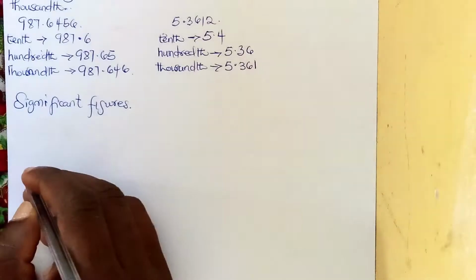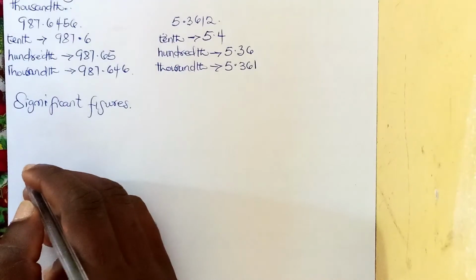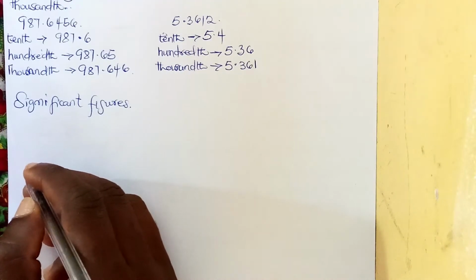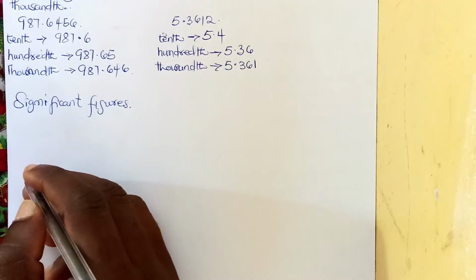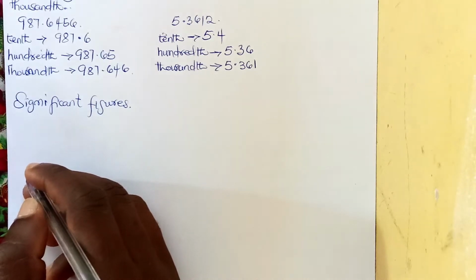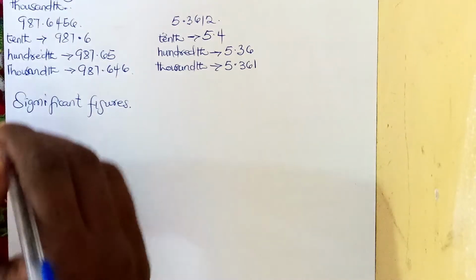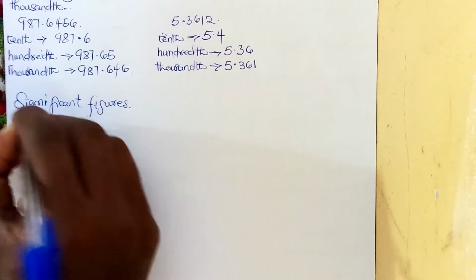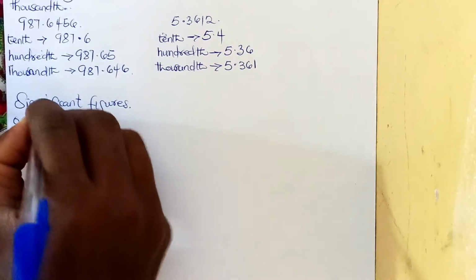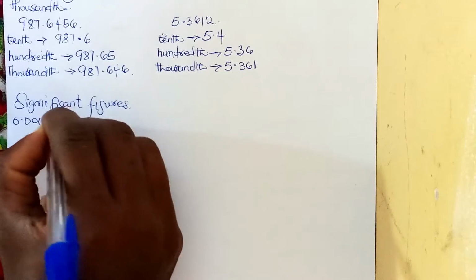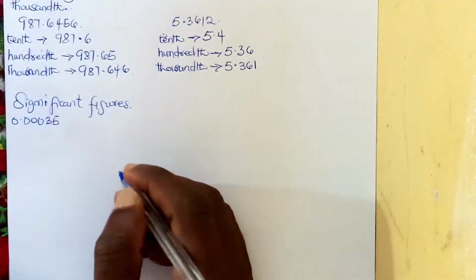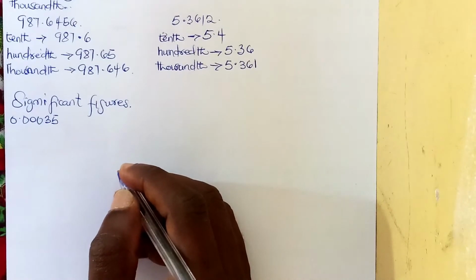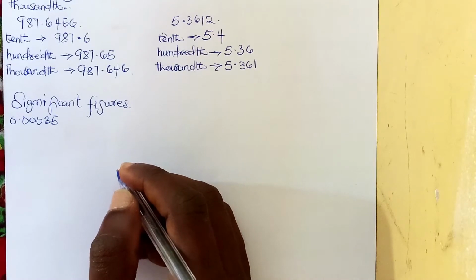With significant figures, it deals with numbers, but significant figures start with the first non-zero. So you can have a lot of numbers, but if 0 is starting, it starts from the first non-zero. Therefore, we have an example as 0.00035. When you are asked how many significant figures are in here, we have 2 significant figures.